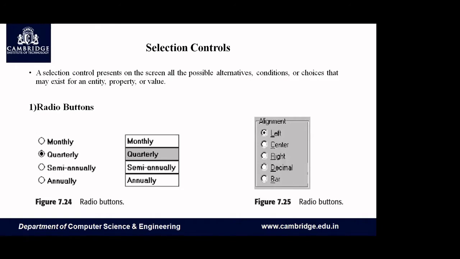The first kind of selection control is radio buttons. We use radio buttons when there is a concept of selecting only one option. In the figure, you can see 3 ways of presenting radio buttons: monthly, quarterly, semi-annually, annually, without border, with border, with some alignment given. In all the places, we can select only one option. There is a difference between an option which is selected or highlighted and one which is not highlighted.